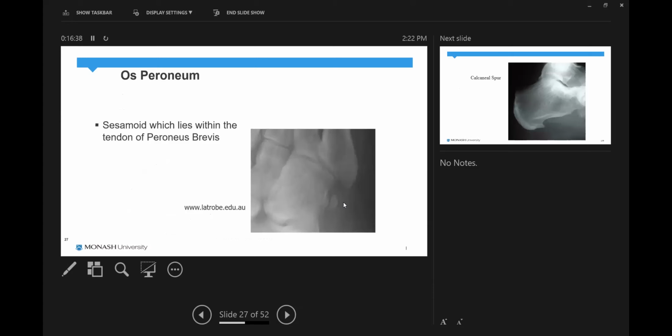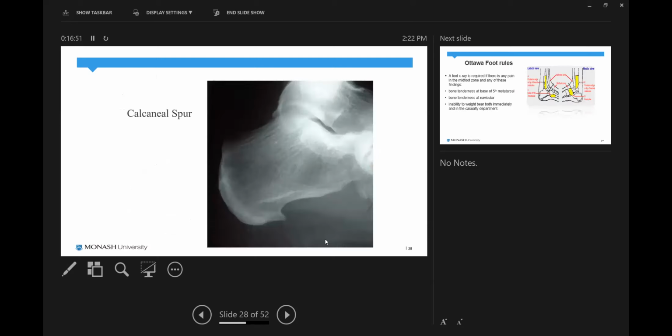And another one that can cause confusion is the os peroneum, and this lies within the tendon of the peroneus brevis. And again, well corticated. And then something that's extremely common is the calcaneal spur, and the length of that, of course, can vary.